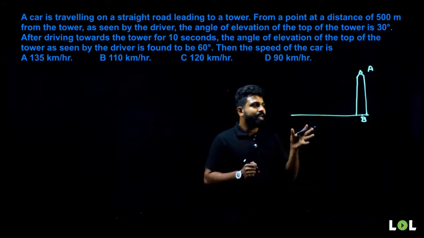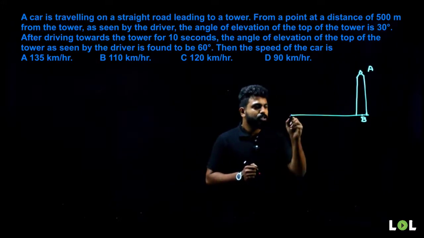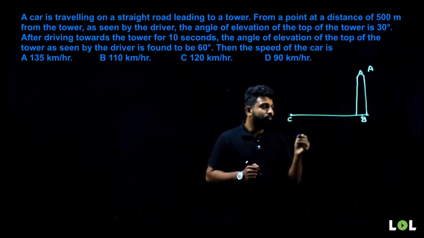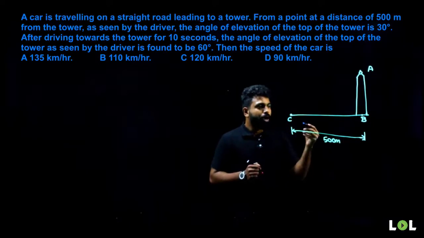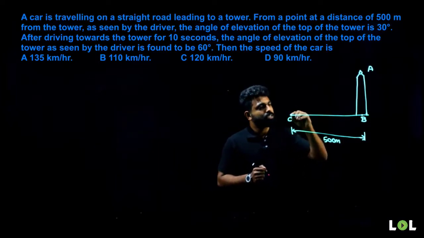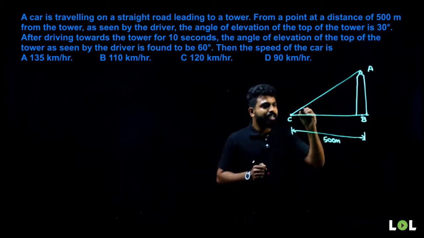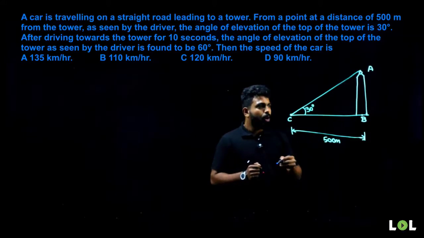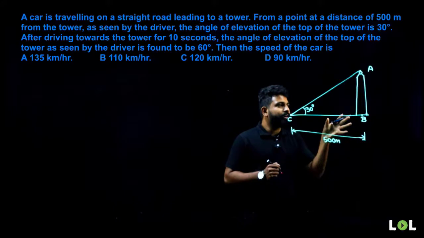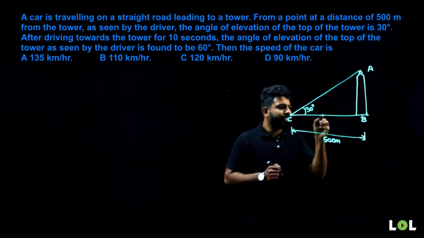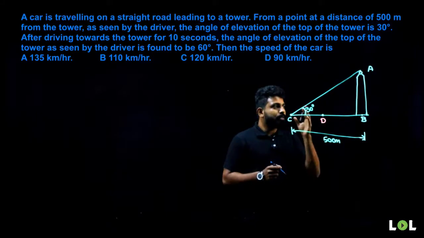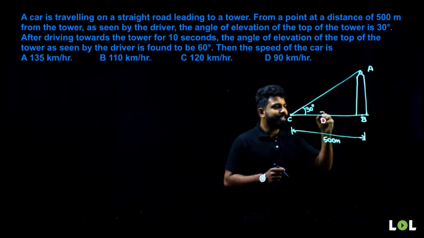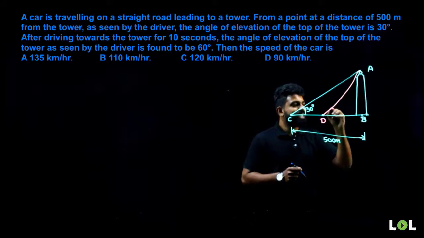Now they're telling that the car is traveling from a point at a distance of 500 meters. So there is another point which is nothing but C, and this is 500 meters away from the tower, meaning the distance between this point and the foot of the tower is 500 meters. So from this point, the angle of elevation to the top of the tower is 30 degrees. Now the driver, after traveling towards the tower for 10 seconds, has reached another point. I'll call this point as T. From this point, the angle of elevation to the top of the tower is 60 degrees.